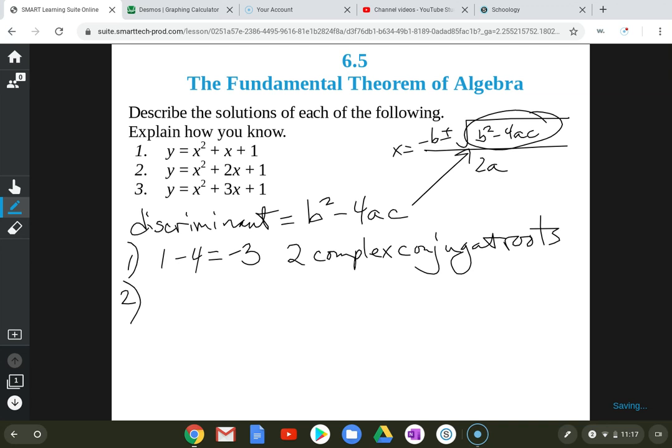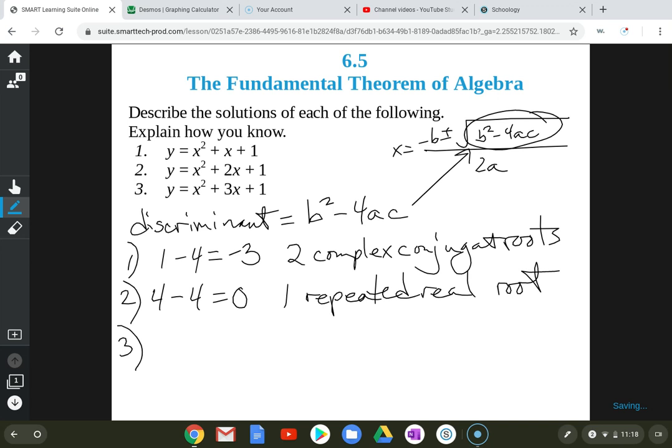For the second one, our b is 2, our a is 1, and our c is 1. So we have 4 minus 4, or 0. When you have a 0 under this root, this plus or minus just means you're adding and subtracting nothing. So your only root is negative b over 2a. So because of that, you end up having just one repeated real root.